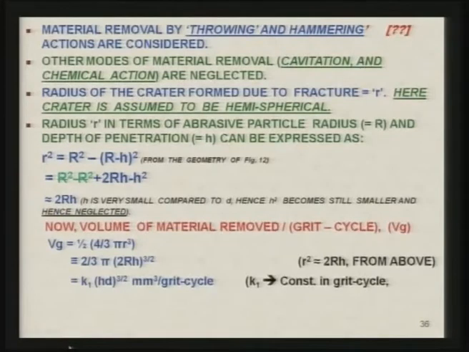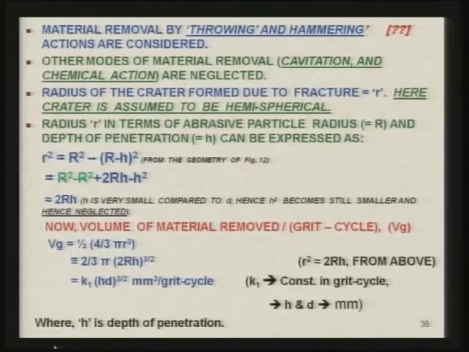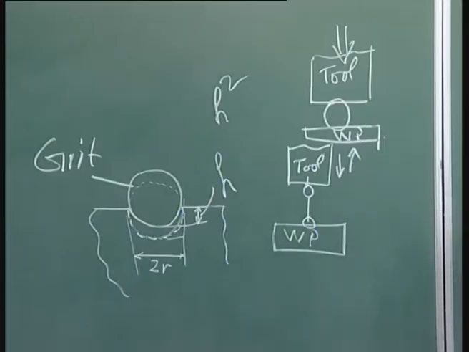And here, as you can see in the previous line, we have shown that r is approximately equal to 2 r h. So, if we take this one, then we get this equal to k 1 h into d whole raised to power 3 by 2 millimeter cube per grit per cycle. This is the volume, where k 1 is the constant which can be evaluated by the experimental results. h and d are to be given in millimeter. Here h is the depth of penetration, as has been shown over there.